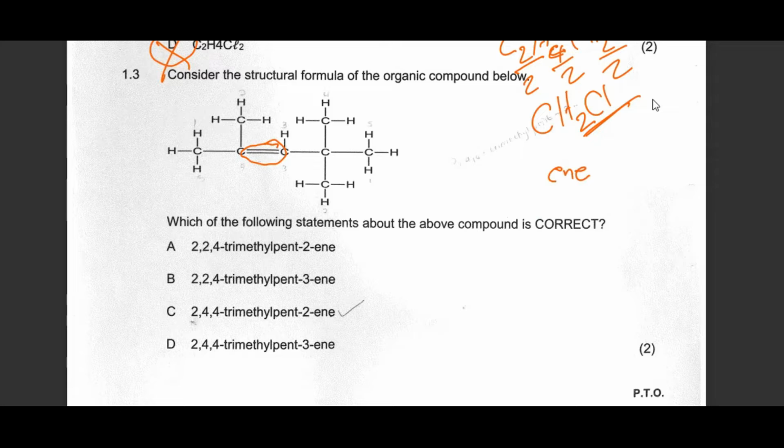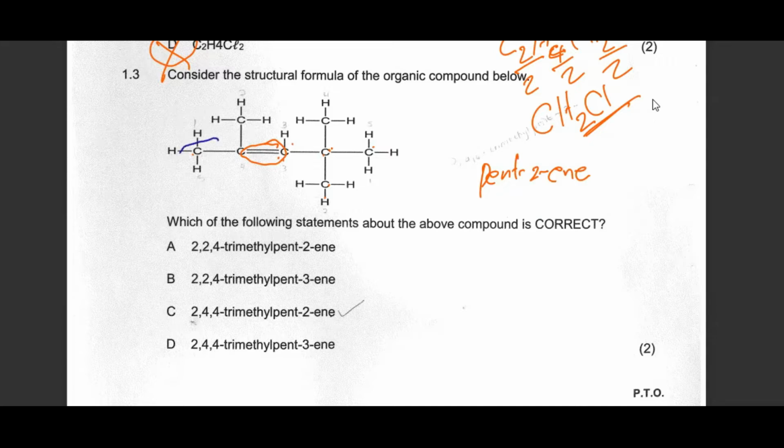1, 2, 3, 4, 5. Any of them is 5, and 5 is pent. But with this pent, I need to know the position of the double bond. Is it 1, 2, or 1, 2, 3? I'm going to take the 2 because 2 is a little bit shorter.